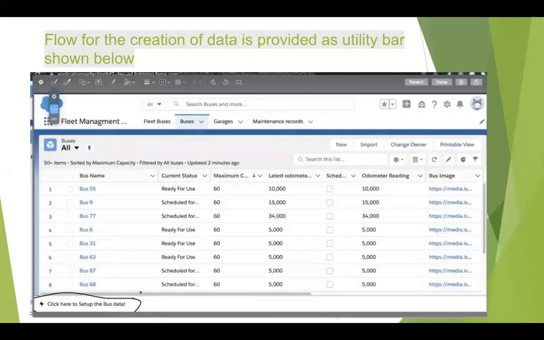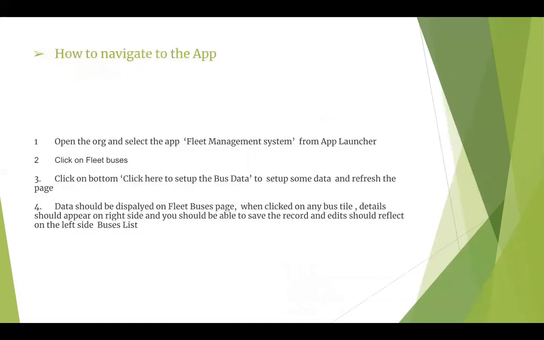The flow for the creation of data is provided as a utility bar, as shown below in our Fleet Management buses page. We will click on that button, and then it will create the data. This is how we navigate to the app. We will open the org, go to the app, and then click on Fleet Buses. You will see the buses over there, and you can click here to set up the data flow, and then refresh the page and you'll get the data over there.